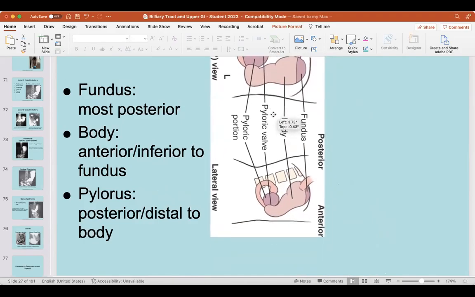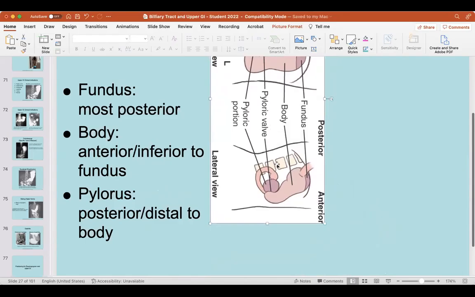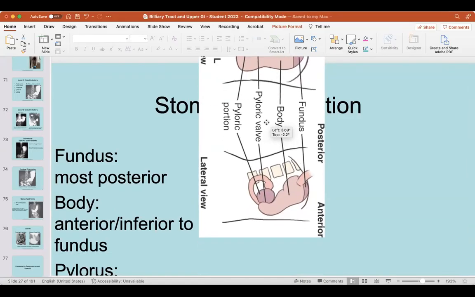Let's turn them on their tummy now, okay? So now my table is here, and this patient is on their stomach. Where will the contrast go now? Where will the liquid go now? Is it going to stay in the fundus?